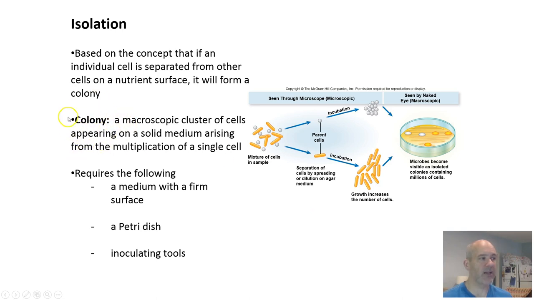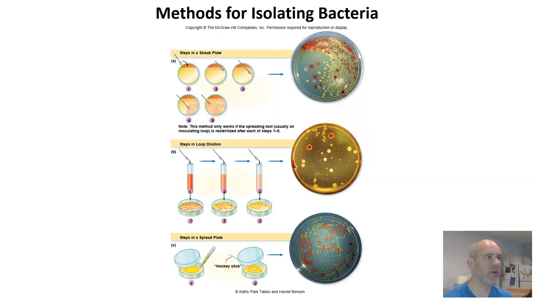In order to get colonies like this and to separate individual species in a mixture into unique separated colonies, you've got to have a medium with a firm surface. This is generally done in a petri dish, and of course you've got to have proper inoculating tools to set up those cultures. You're going to have a Learn Smart Lab activity that we'll go into in a lot more detail about that. Your textbook discusses some different methods for isolating bacteria from a mixture, so read about these in your textbook.